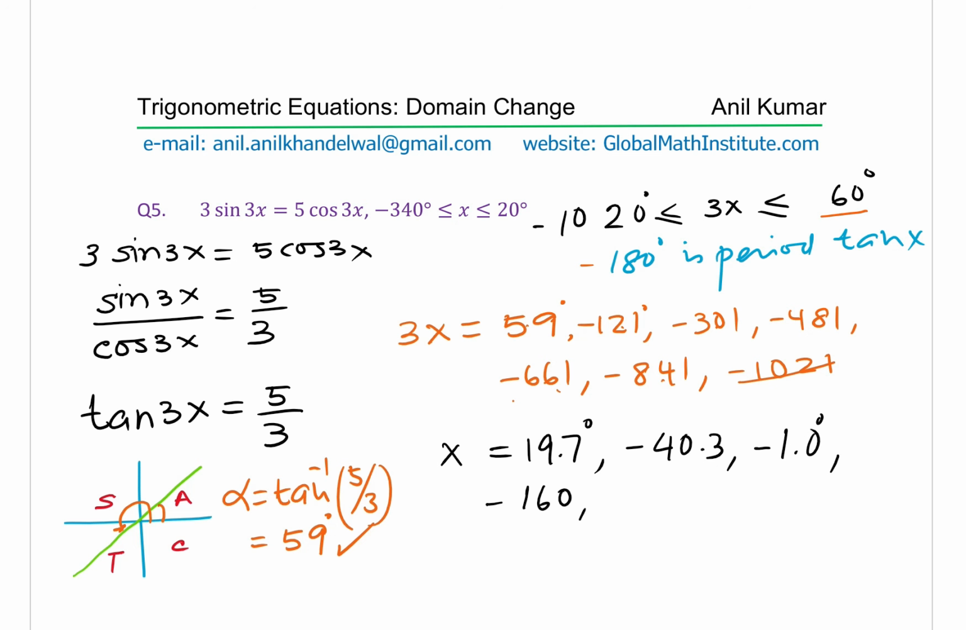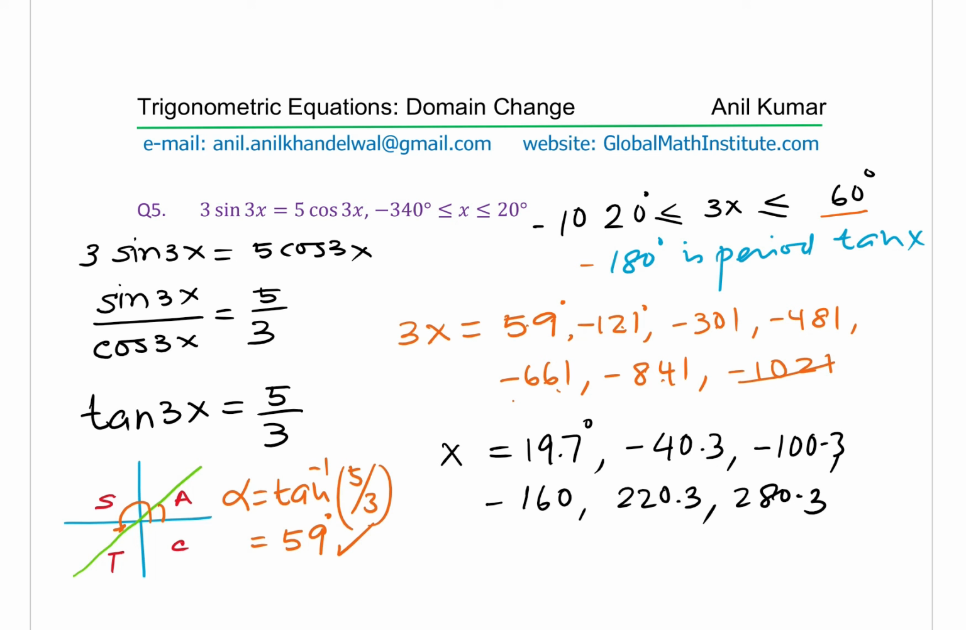661 divided by 3, minus 220.3. 841 divided by 3, minus 280.3, right? We made one mistake here. Let me rewrite this. 301 divided by 3, minus 100.3. Correct? So you get all the 6 answers as shown here.